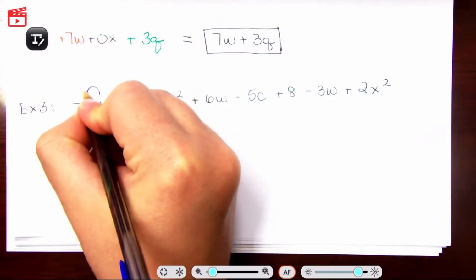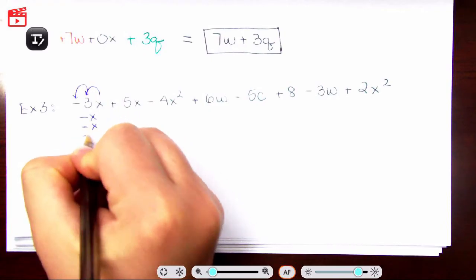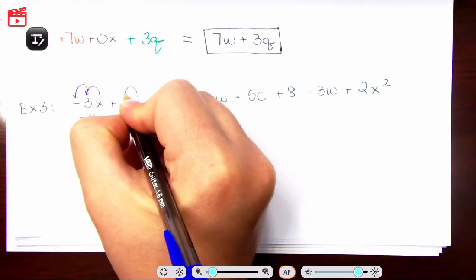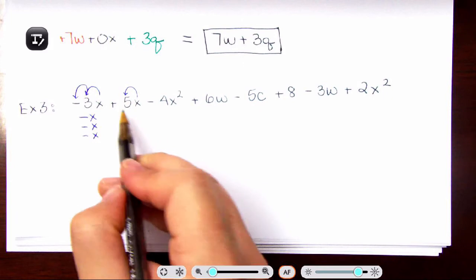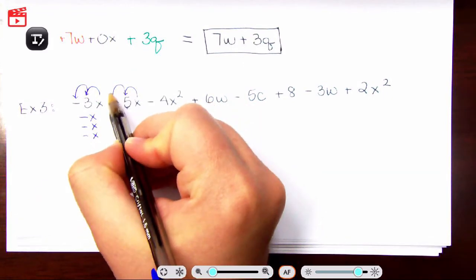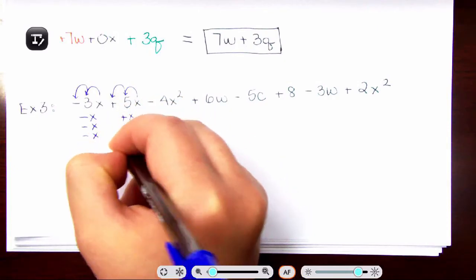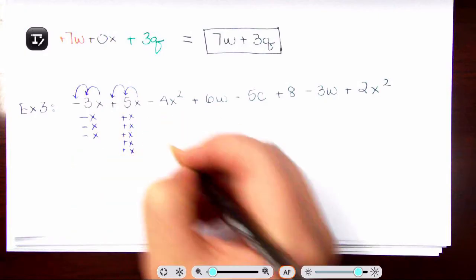I have x's. How many? 3. They are minus 1, 2, 3. I have x's. 5 of them. They are plus 1, 2, 3, 4, 5.